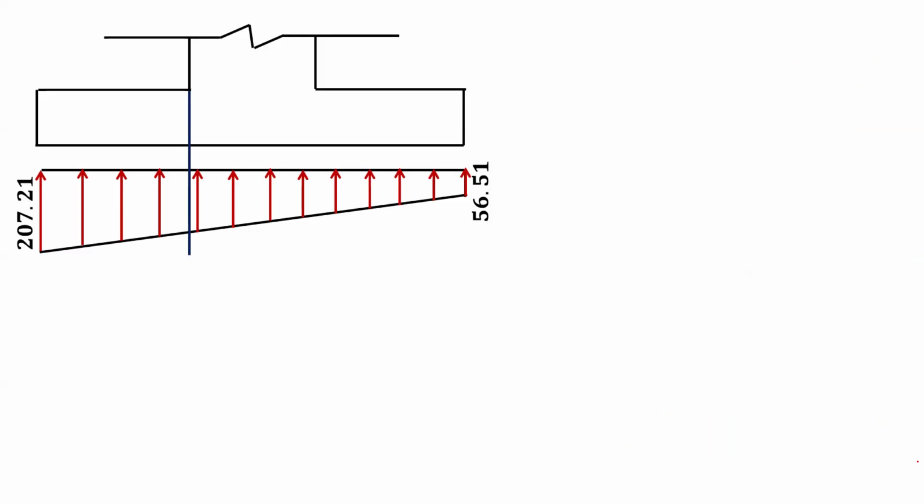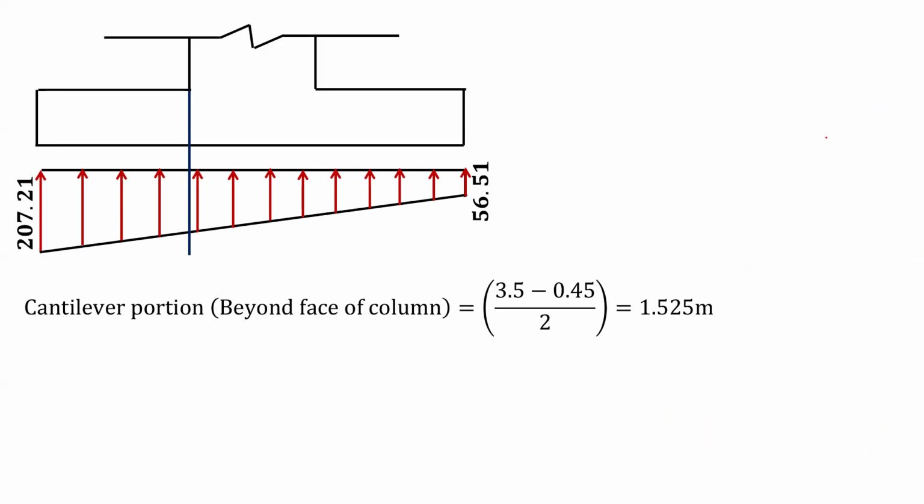We have to find it at face of the section. It will act as cantilever portion. So we have bending moment. If we will calculate, then that will be as a cantilever. Now what will be cantilever portion? We have total length of footing is 3.5 meter minus we have depth of column 0.45, and then this will be 3.05.